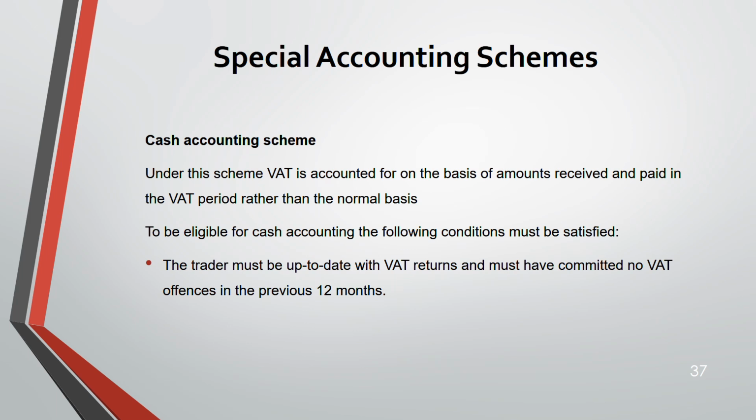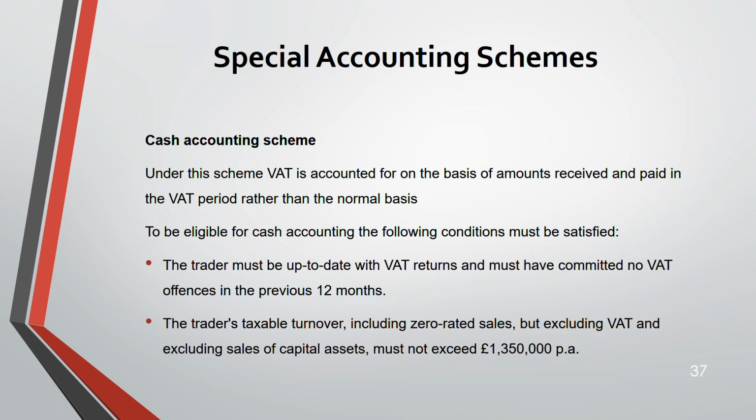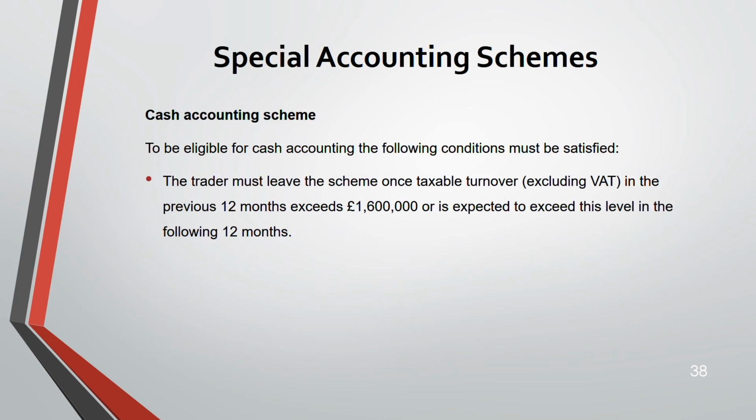previous 12 months. Taxable turnover including zero rated supply but excluding VAT and excluding sales of capital assets must not exceed 1,350,000 per annum. Remember, if it exceeds 1.35 million, you will fall under the other scheme, not cash accounting. It should be less than 1.35 million. Because if it's more, it's very difficult to handle cash, right?